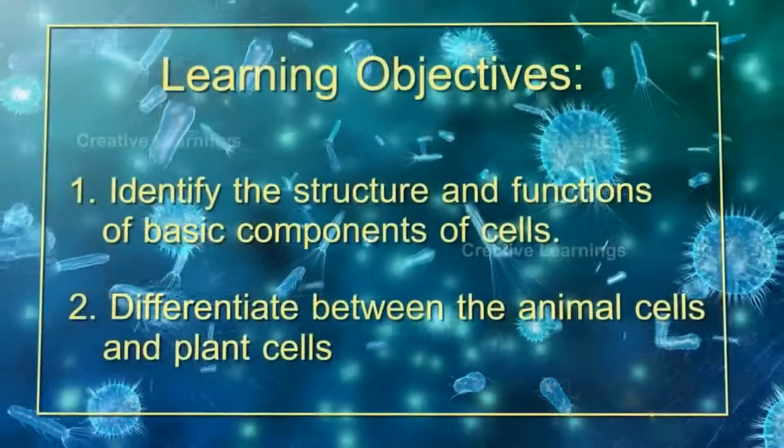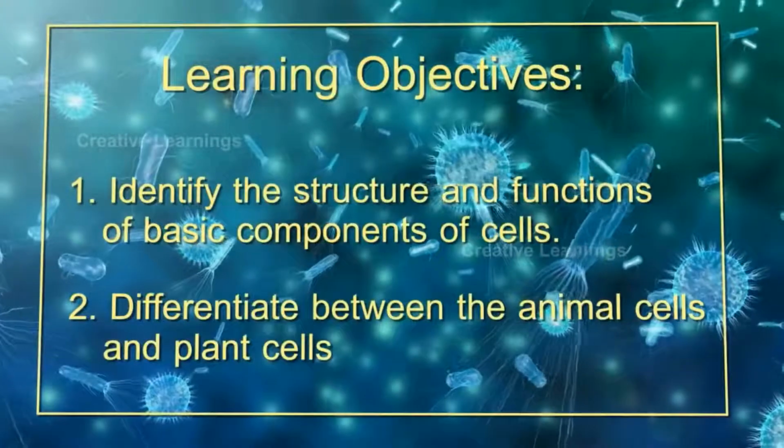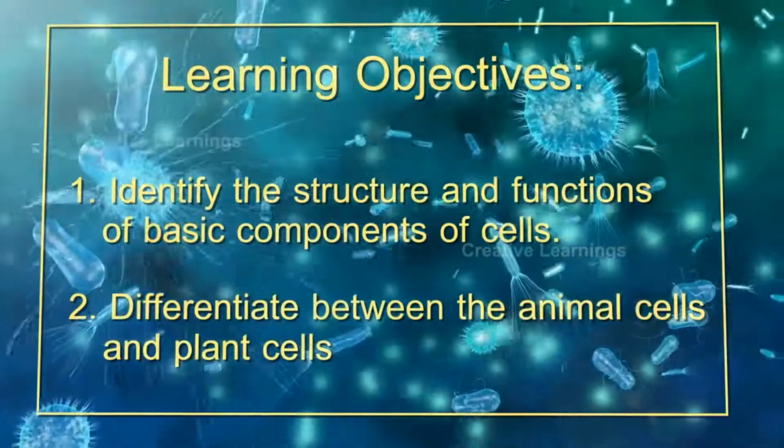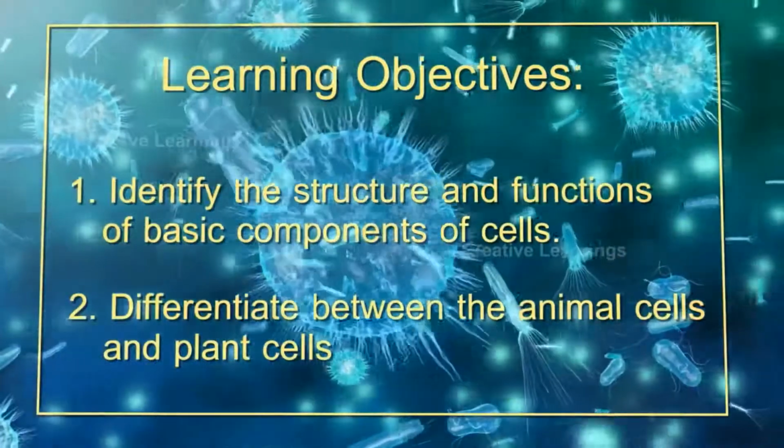Learning objectives. Identify the structure and functions of basic component cells. Differentiate between animal cells and plant cells.